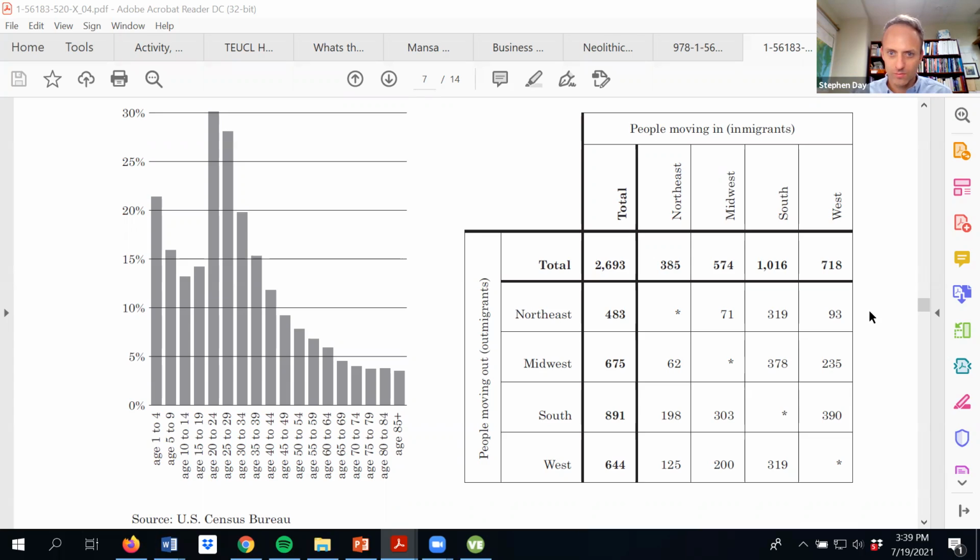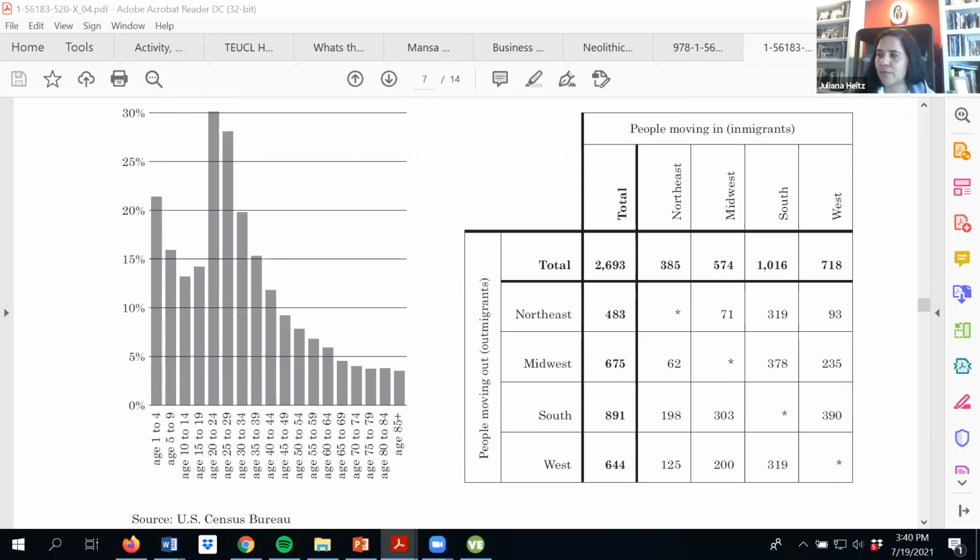So if you look at the top one, where it says people moving in, those are the people that are going to be moving into the Northeast or to the Midwest. And then when you look at the left side, it's people moving out. So, where are they coming from?